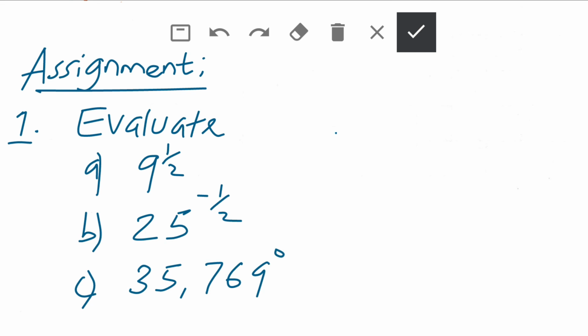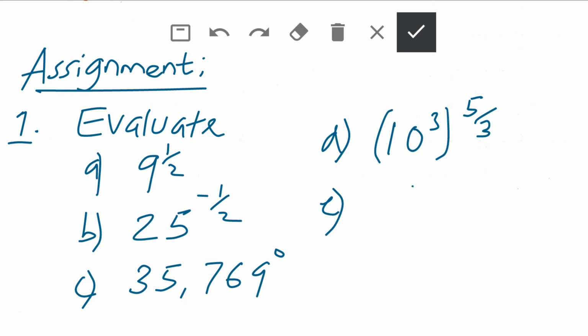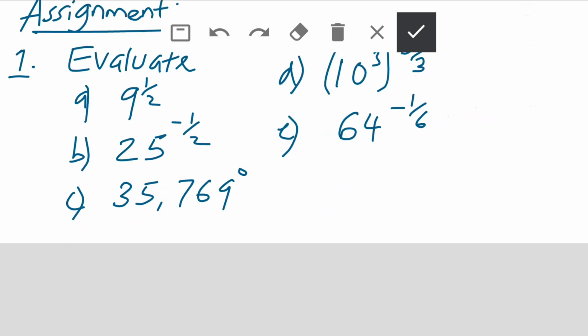Next, D, 10 to the power 3 raised to power 5 over 3. E, 64 raised to power minus 1 over 6. That one is for evaluation.